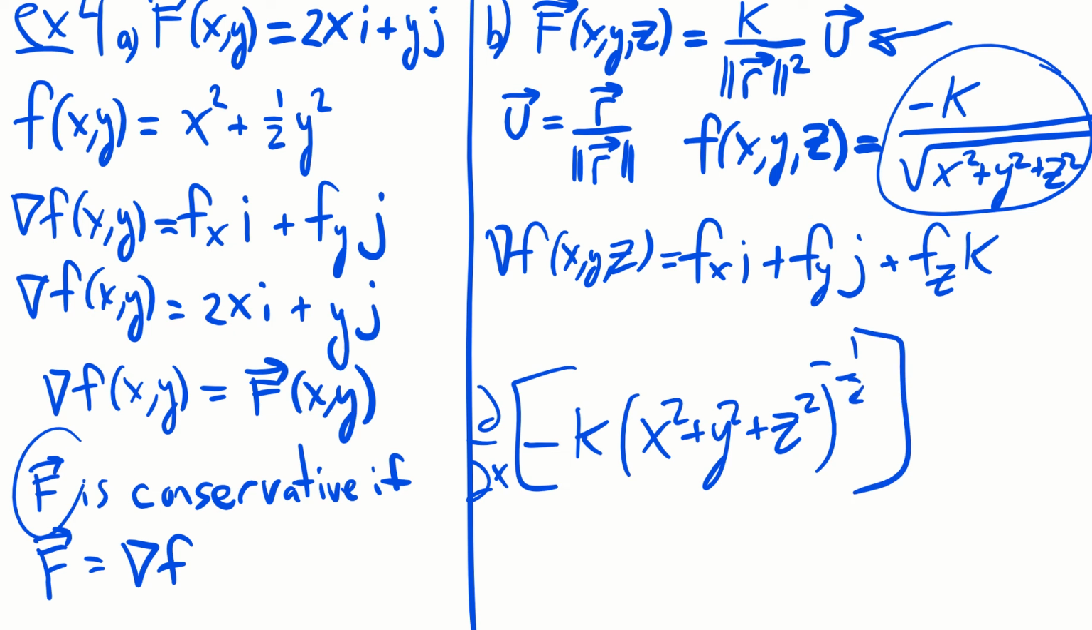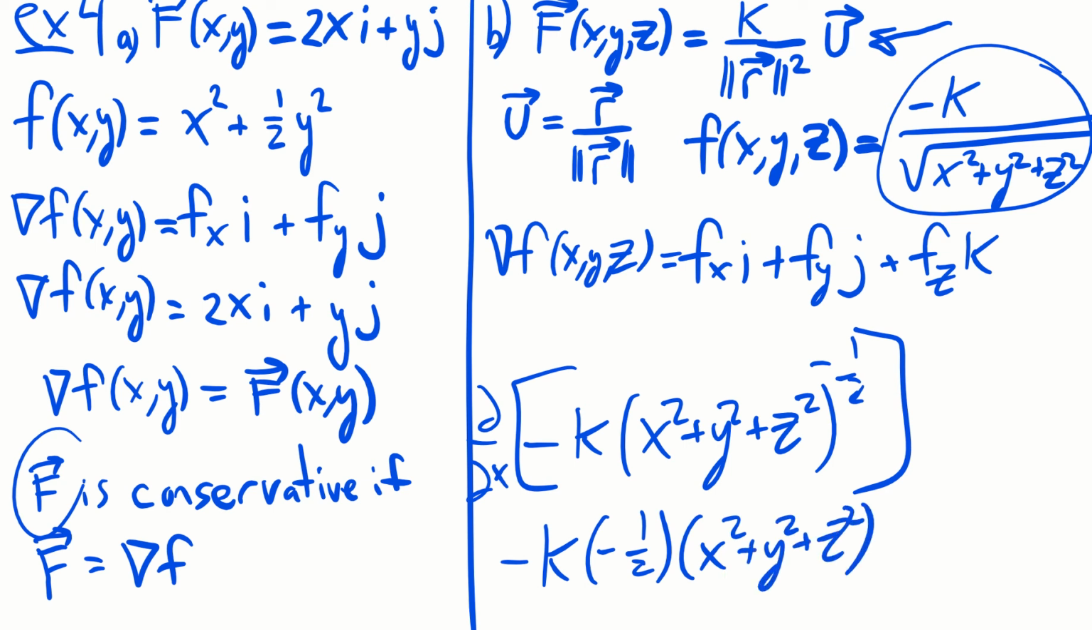In order to calculate this derivative, we need to use the power rule with the chain rule. I have the negative k. I'm going to bring the negative 1/2 down, leave the inside function alone, and then we need to reduce the power by 1. Negative 1/2 reduced by 1 will give us negative 3/2. And then from the chain rule, I'm doing a partial with respect to x, so I need to multiply by the inside derivative with respect to x. And that's going to just give us 2x.